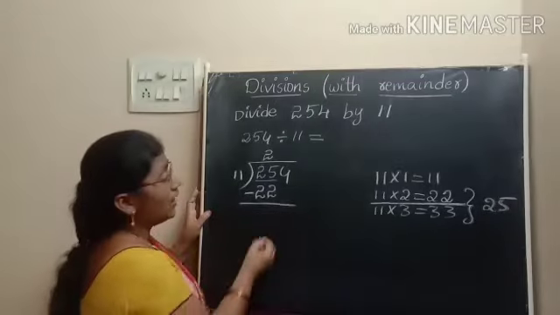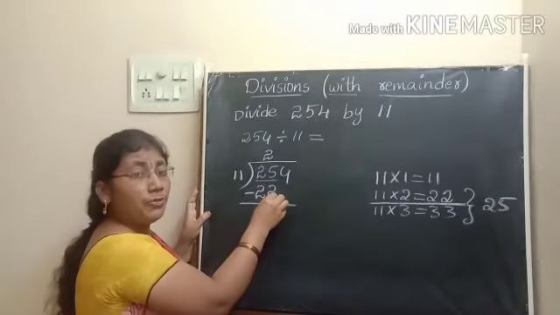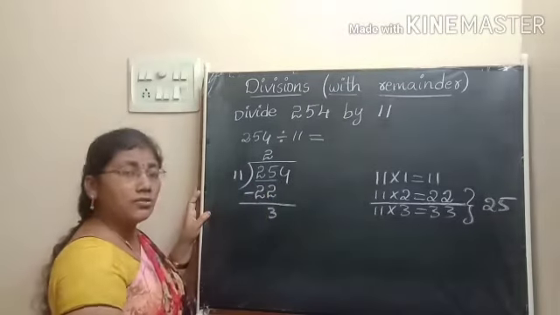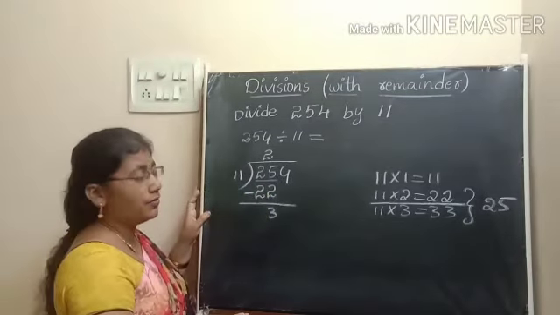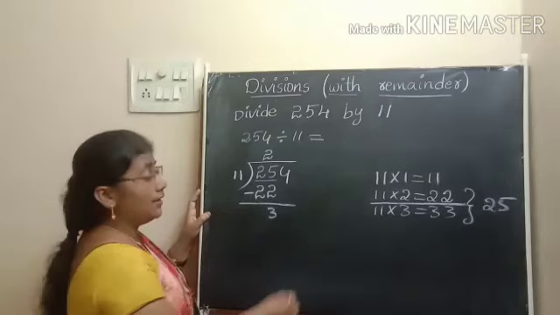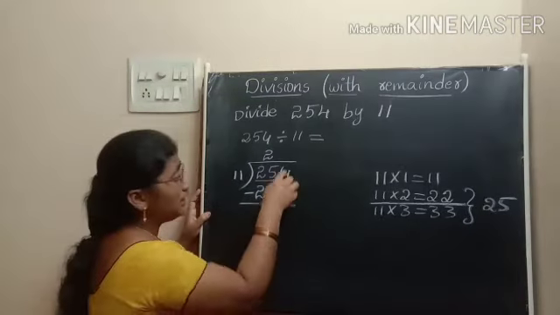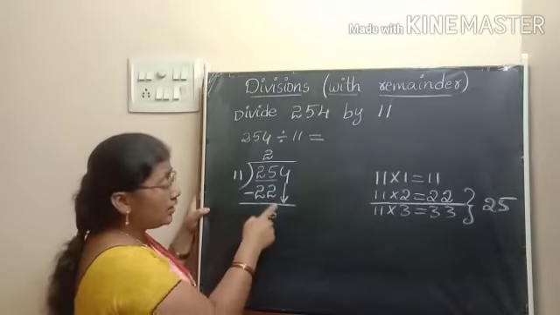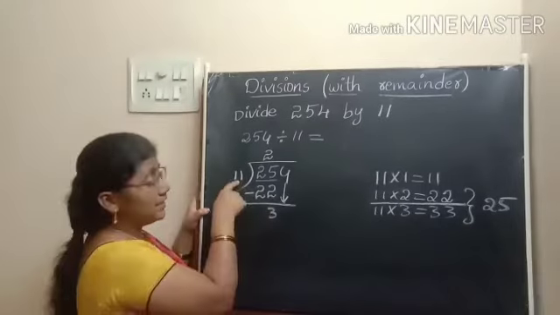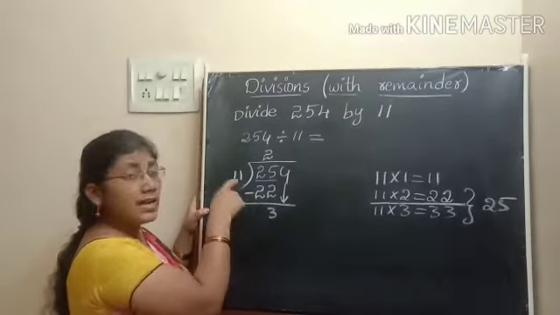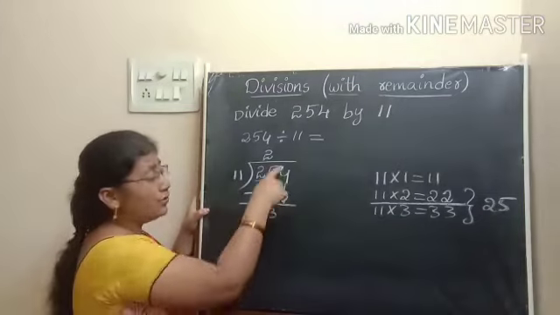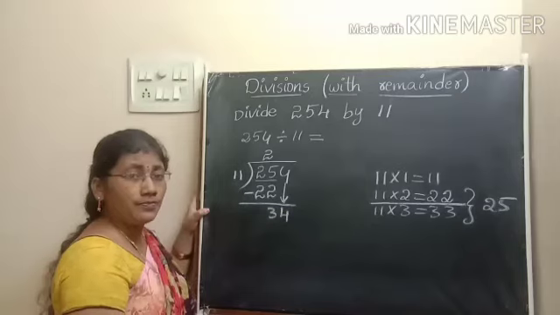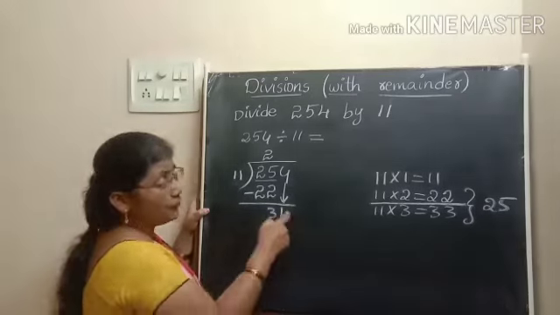Now, 5 minus 2 is 3. 2 minus 2 is 0. No need to write 0. Next, we should bring down the next digit, because 3 is less than the divisor. That's why we are getting the next digit 4. Understood? Now we have 34 here.